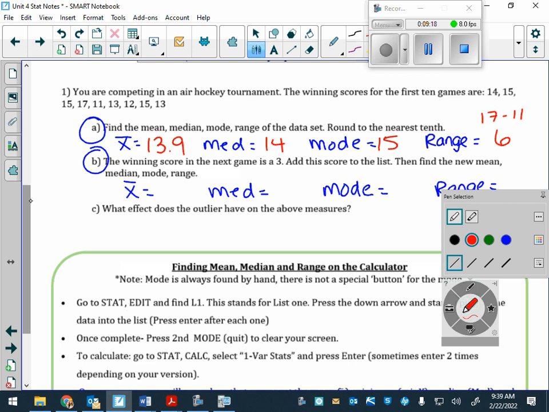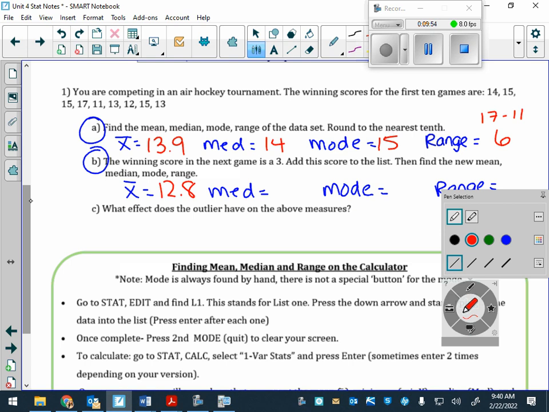So I'm trying to guess what I did here. Did I divide by 10? Did we get 13.9 for the first? So did we divide by 9 or divide by 10? I must have divided by 9. All right. So now if we divide by 10 here, then we get 12.8, right?